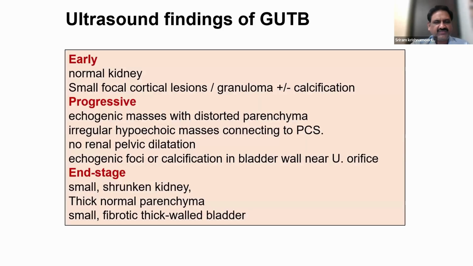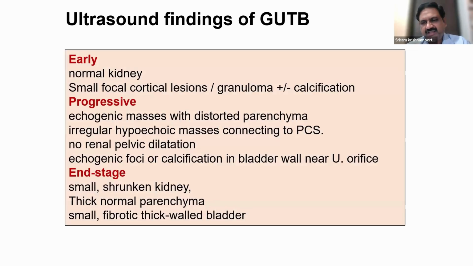The ultrasound has certain findings of GUTB. The earliest finding will be a small cortical granuloma. That's the earliest finding, and then the granuloma will slowly progress and distort the entire parenchyma. And then it becomes a mass. It becomes an abscess finally. Then the kidney develops chronic inflammation. It will produce a shrunken kidney, and that will also affect the other parts of the genitourinary tract, that is the ureter and the bladder can also get affected. So the ultrasound findings of GUTB include all this.